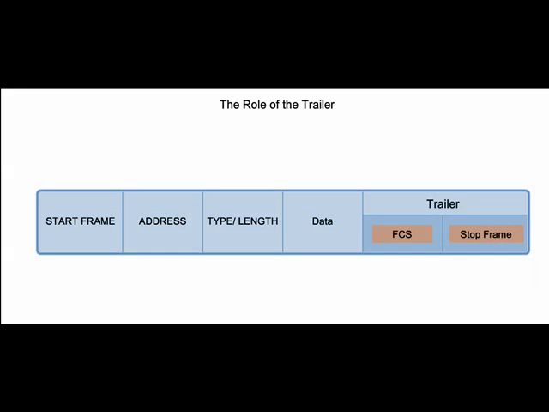The trailer is used to determine if the frame arrived with any errors. Error detection is accomplished by having the source host calculate a logical or mathematical sequence based on the content of the frame and placing that sequence in the frame check sequence field. The destination host will calculate its own check sequence and compare it to the values stored in this field. If these values do not match, then there was an error and the frame is discarded. The stop frame is optional and is used when the length field is not used.